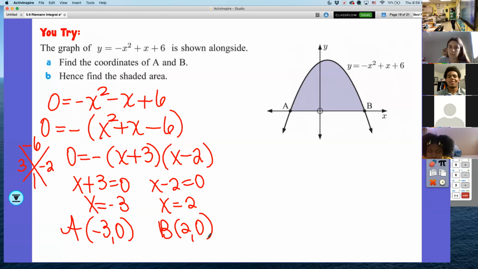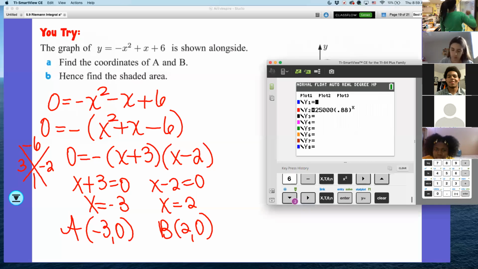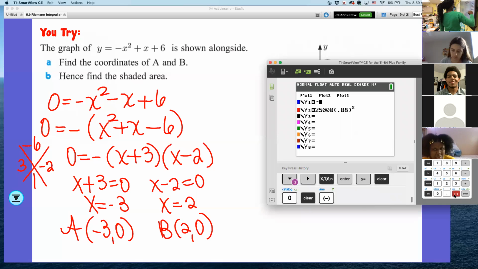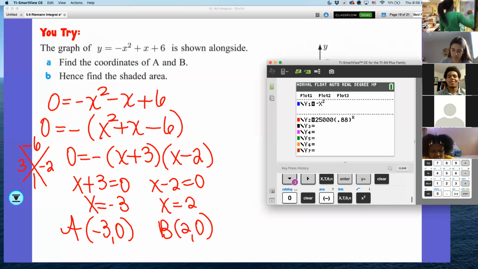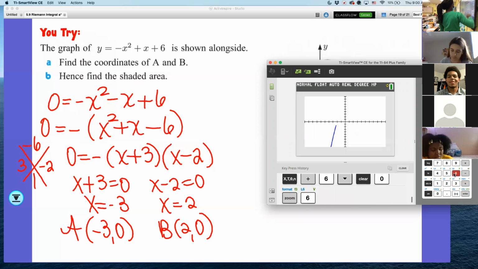I didn't get that. Did you do it using your calculator? Okay, so let's see what happened. Did you do y1, 0? I did y1 is the formula. Okay. Did you plug anything into y2? 0. Okay. And then we graph it.